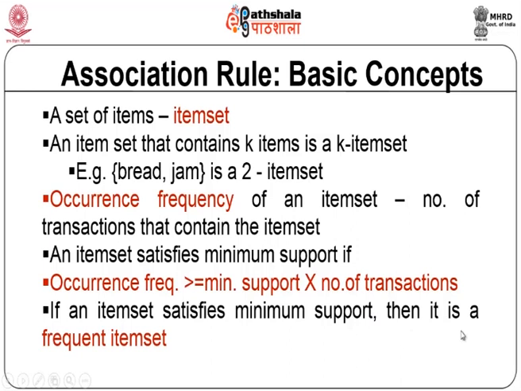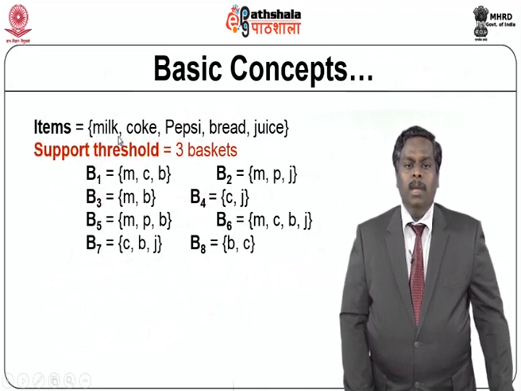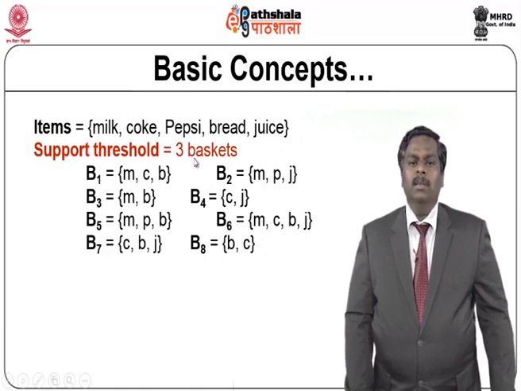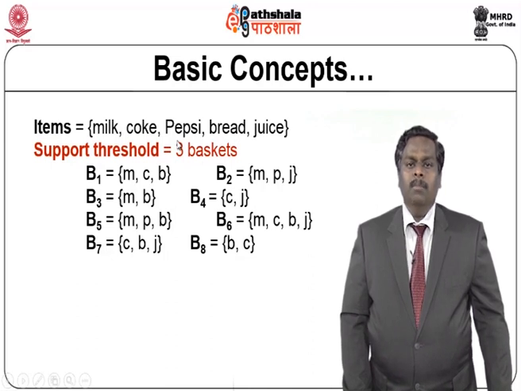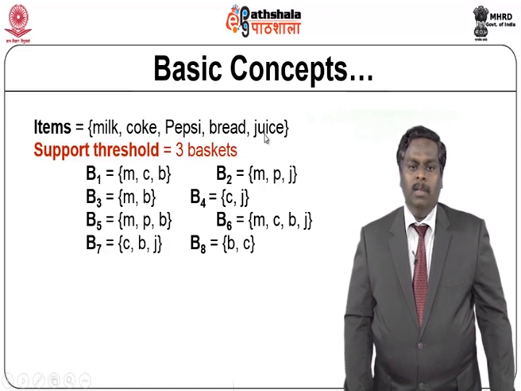So we have discussed item set, k-item set, and when an item set can be frequent. Consider this example. You have a set of items like milk, Coke, Pepsi, bread and juice. Suppose the support threshold is 3 baskets, that is, the items must have occurred in a minimum of 3 baskets or 3 transactions. B1 to B8 indicate the various transactions, and the notations M, C, P, B and J indicate milk, Coke, Pepsi, bread and juice respectively.